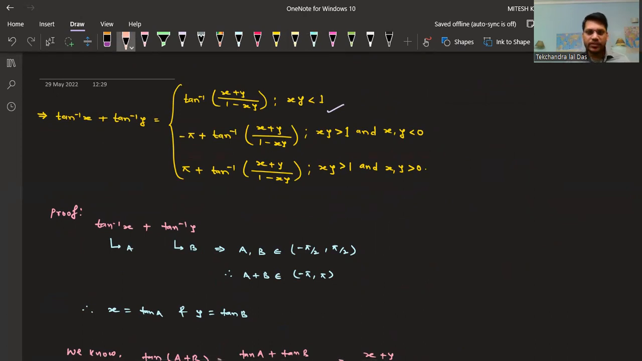So clearly we have proved this formula. Students, I advise you to remember this formula for your examination, but there is no need to remember this proof. Just for your knowledge, you can learn this proof also from this video. Thank you.